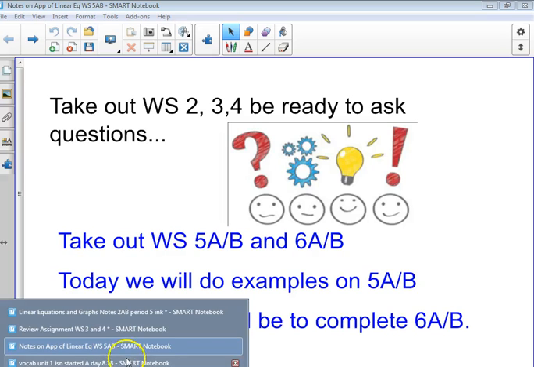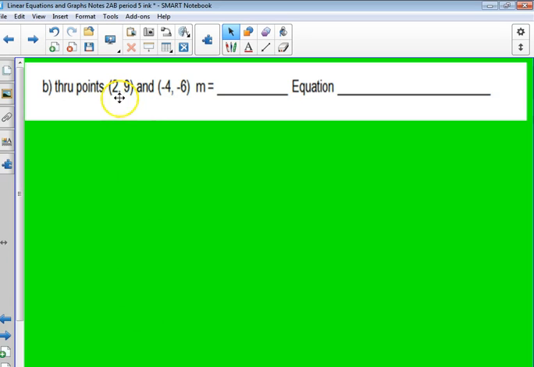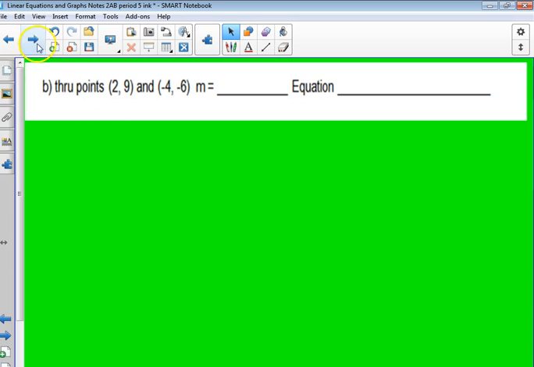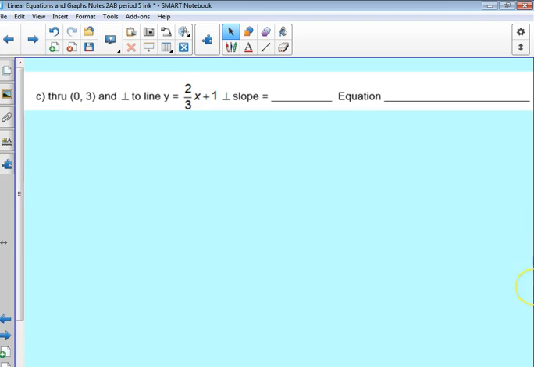Because I don't think I finished it with you guys, right? Okay. Worksheet 2B, how far did I get? Did I do 10B? Okay. So I'm going to start with 10C.